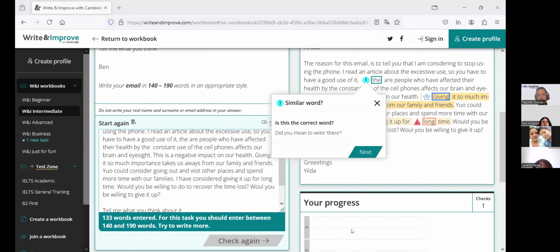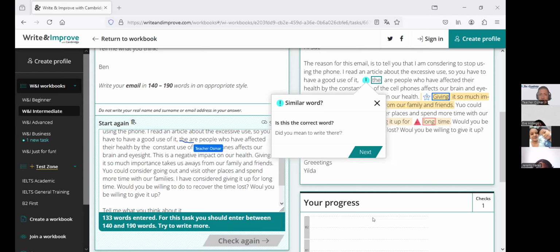Okay, excellent. Vamos a ver. Let's see how well you did it, okay? It says: the reason for this email is to tell you that I'm considering to stop using the cell phone. I read the article about the excessive use, so you have a good use of it. There are people, yeah, I believe, can you see, Gilda? Ahí te aparecen los errores que le podemos rectificar, okay? We can change it, okay? Así que, corrígele, please, you can correct it over here.